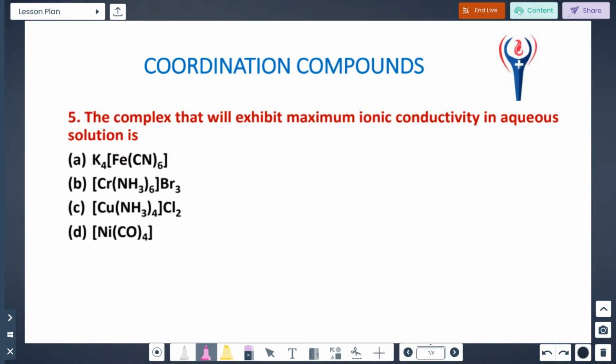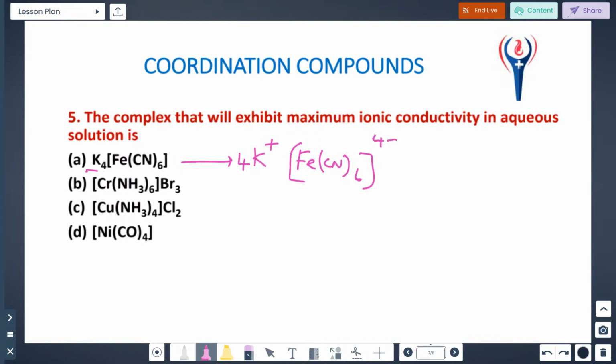Here we have to split the compounds into cation as well as anion. Who is the counter ion? The one outside the bracket is called the counter ion. K means K plus. How many K plus? 4, you put 4 in front. This 4 plus means automatically the ferrocyanide will be 4 minus. So Fe(CN)6, 4 minus.